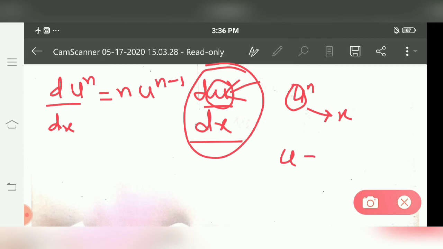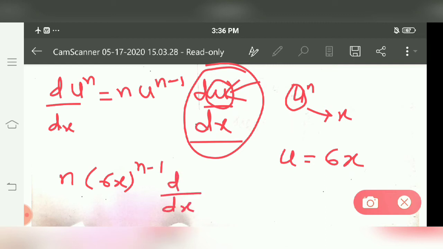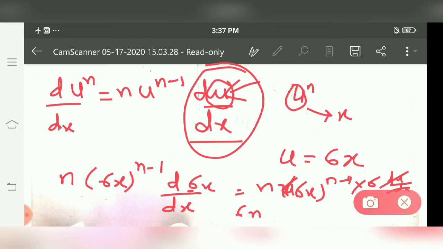Suppose u is 6x. If we substitute the value, instead of u we can write (6x) raised to power n minus 1 into d by dx of 6x. 6 is a constant, we will take it outside. So this is (6x) raised to power n minus 1 into 6 into dx by dx. This is going to be cancelled. So we get the result 6n into (6x) raised to power n minus 1.